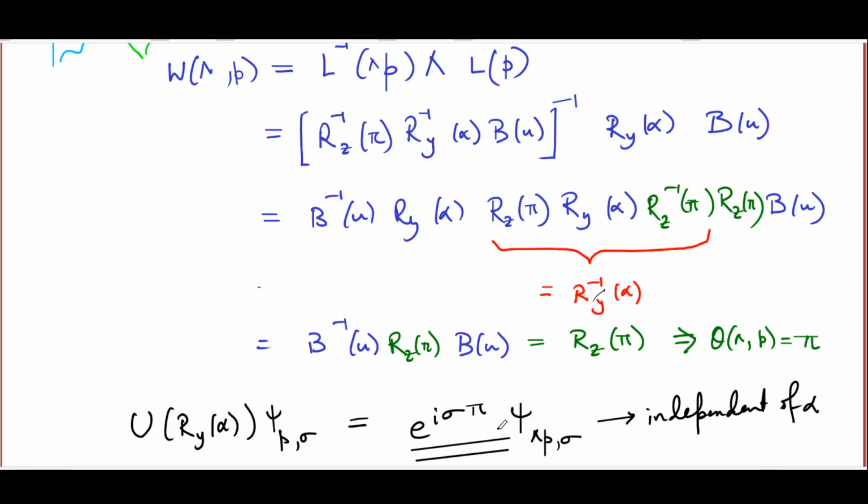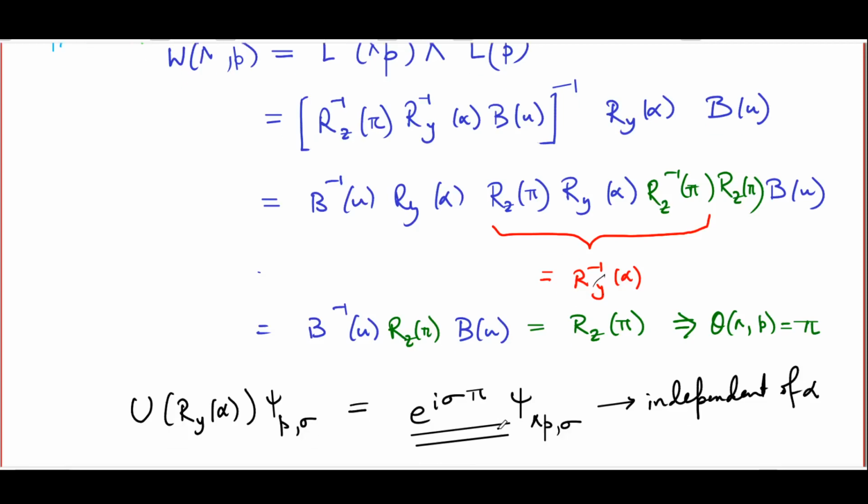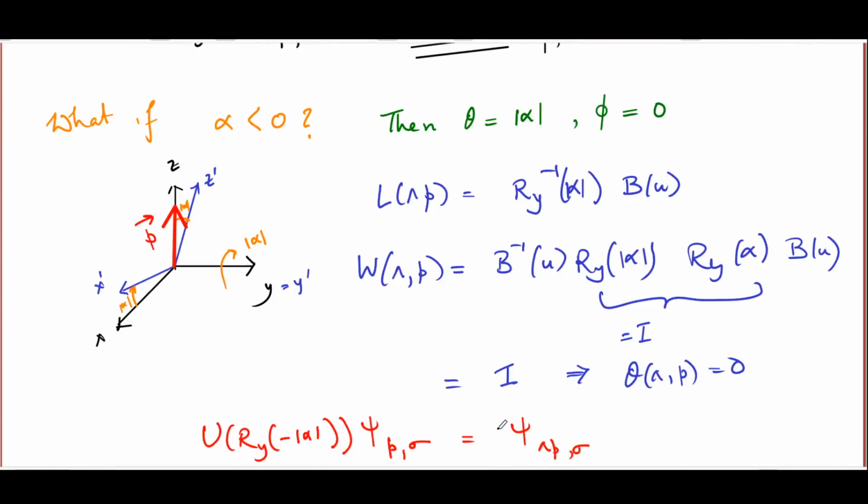Now, let me just remind you that we had made a restriction at the beginning that alpha is positive. In order to understand what's going on here, let us try to take a look at what would happen if instead of making a counterclockwise rotation through an angle alpha, I use a negative alpha. That is, I rotate through an angle modulus of alpha in the clockwise direction. So that is being depicted here. Note that under this clockwise rotation through an angle mod alpha, the xz plane will turn around and now x becomes x prime and z becomes z prime. Of course, y stays y prime.